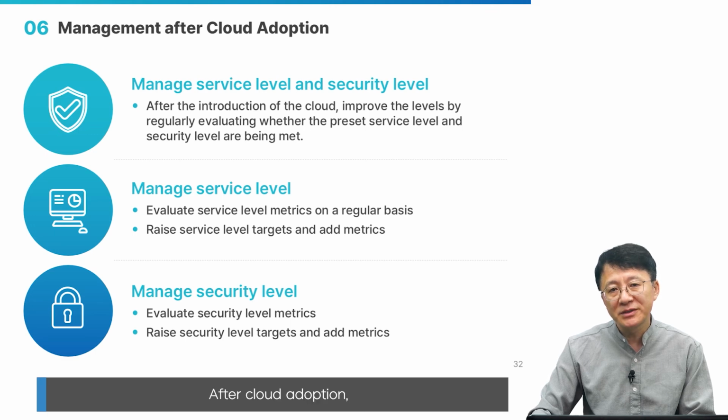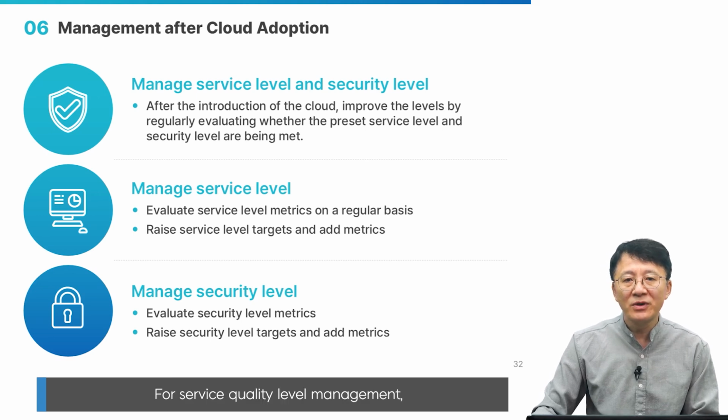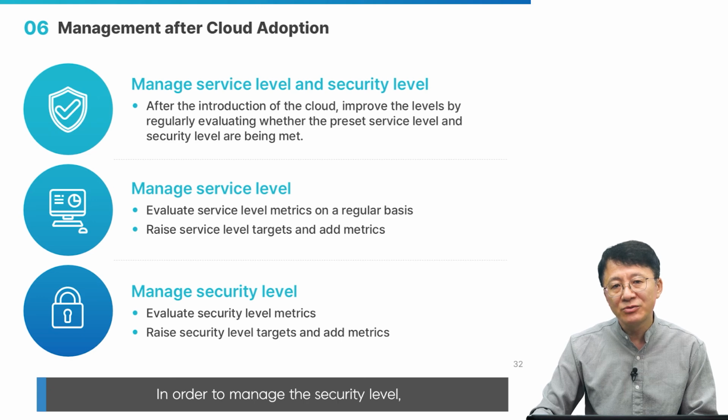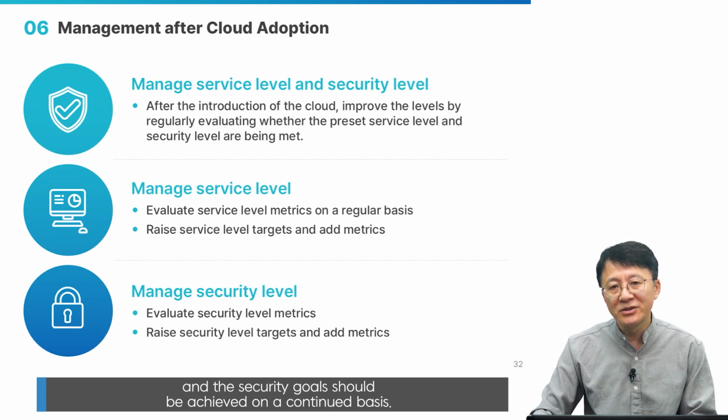After cloud adoption, the cloud team regularly evaluates whether the preset service level and the security level are being met to improve the service. For service quality level management, regular service level evaluation is required, and the service level goals need to be increased. In order to manage the security level, regular security level evaluation should be performed, and the security goals should be achieved on a continued basis.